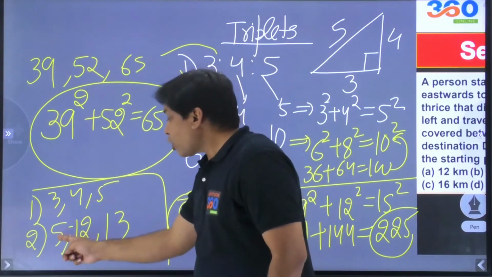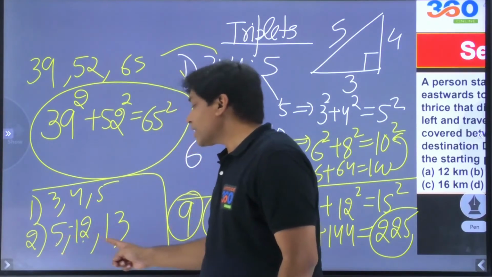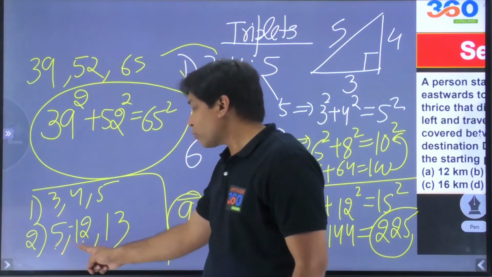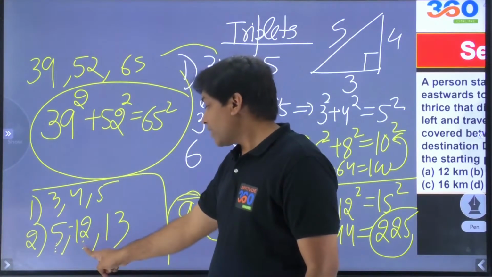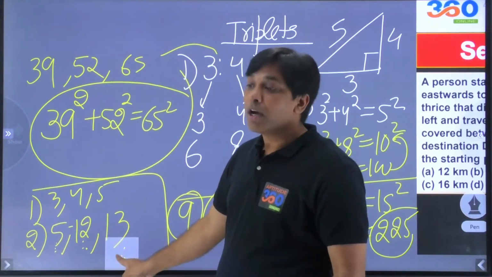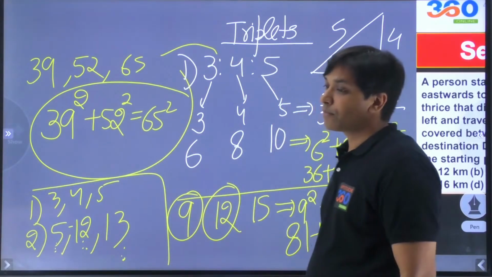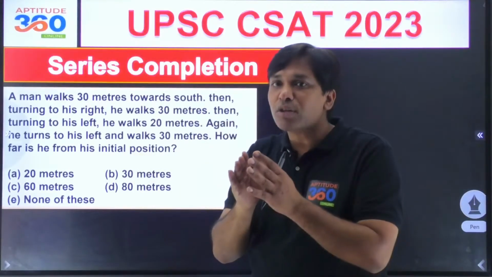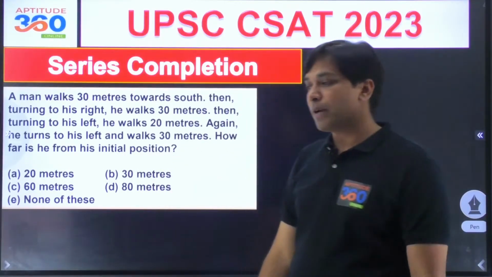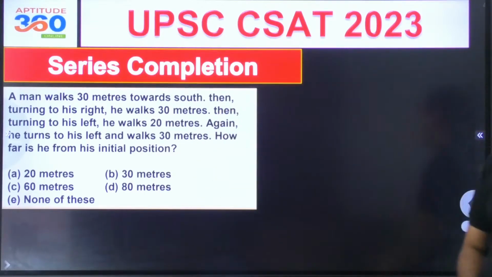And this will not hold true only for 5 12 and 13. This can hold true for 10 24 26 also, isn't it? 15 36 39 also. Please do the calculation for yourself. So I just wanted to let you know how you can simplify your calculations in direction based problems. Solve this problem, people.